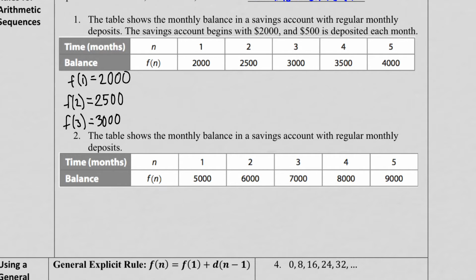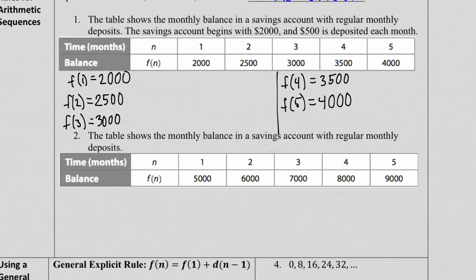Let's write them all. I'm going to leave space here so I could continue over here. f of 4 equals 3,500. And f of 5, the last one, is equal to 4,000. Okay? You can see right away, I hope, what it's changing by, right? What is it going up by? You should be able to see that from 2,000 to 2,500 to 3,000 to 3,500 to 4,000, it's going up by 500.